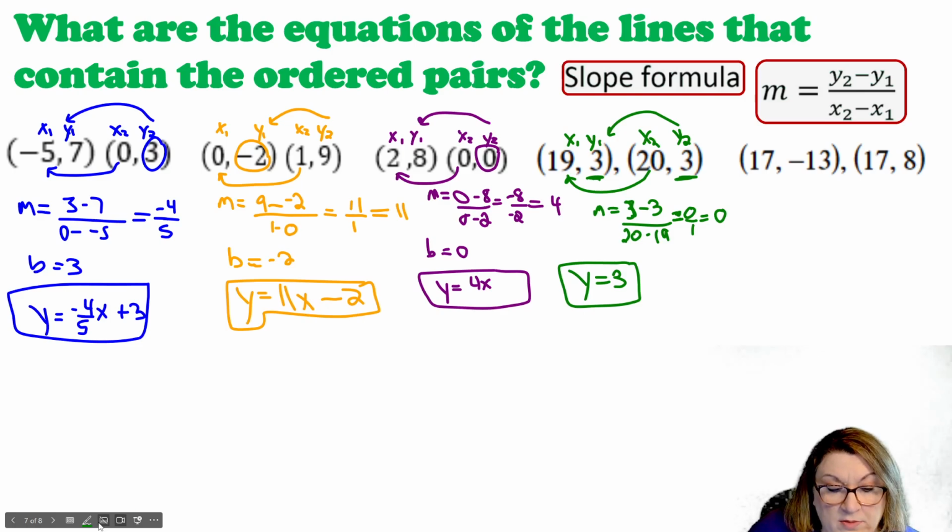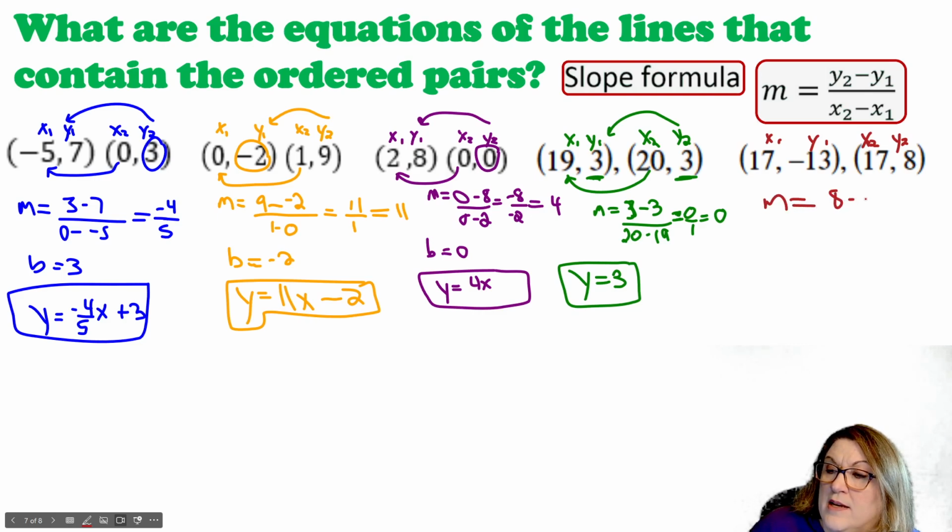The last one, what color have I not used yet? Let's use red. Okay, x1, y1, x2, y2, and so if I plug it in the formula, it's going to be my 8 minus negative 13 on the top. And then on the bottom is 17 minus 17. So what I have on the top is 21. What I have on the bottom is 0.